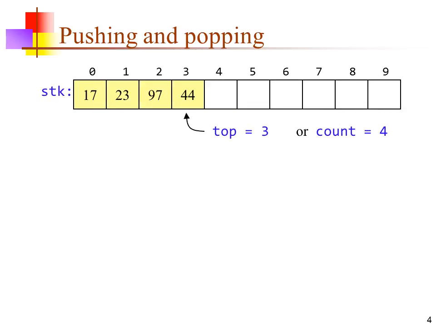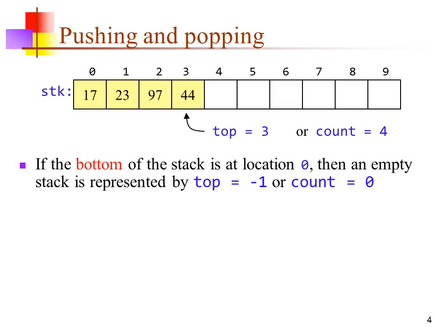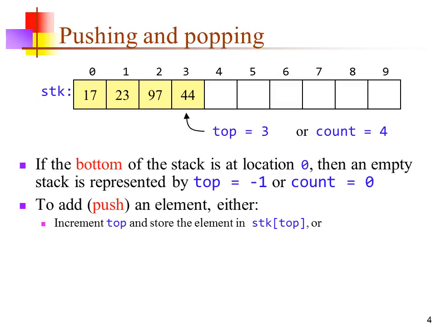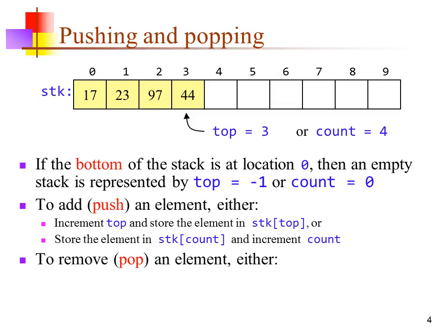Now, if you observe the slide, the array size is 10. So the starting index is 0 and the ending index is 9, from 0 to 9. 0 is the starting boundary and 9 is the ending boundary.